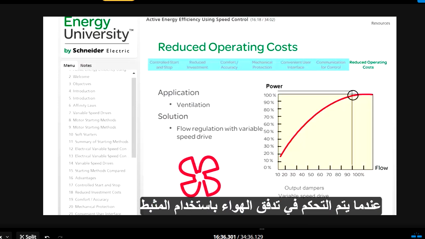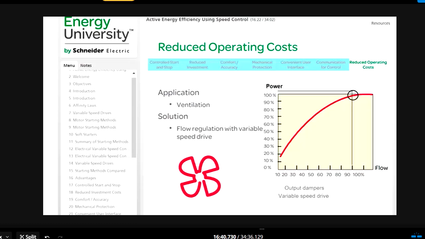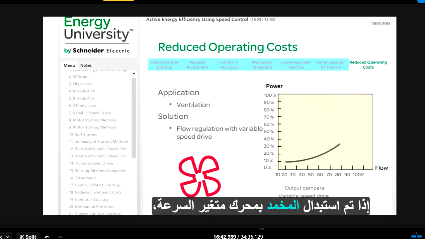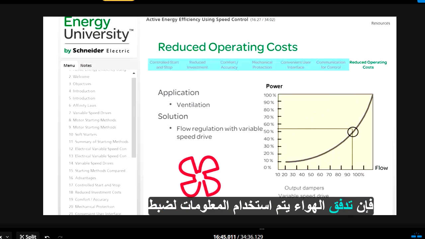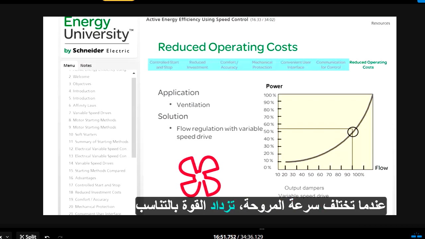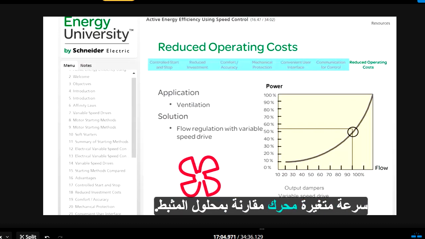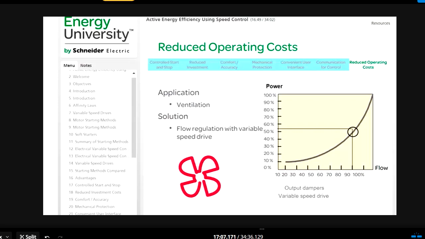For 80% airflow, the motor is operating at almost 100% of its power. If the damper is replaced by a variable speed drive, airflow information is used to adjust the motor to the right speed. When the fan speed varies, power increases proportionally to the square of airflow. For 80% airflow, the motor operates at only 50% of its power. This means power consumption is halved by the use of a variable speed drive compared to a damper solution.